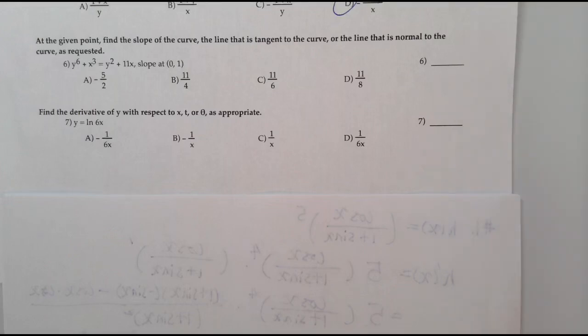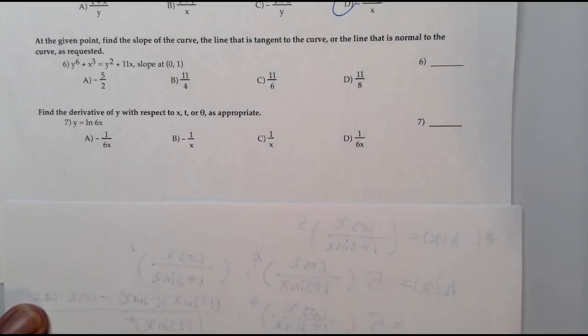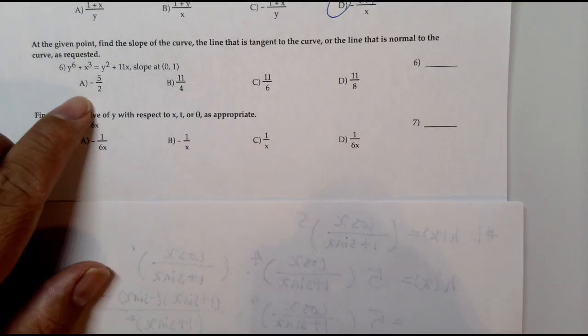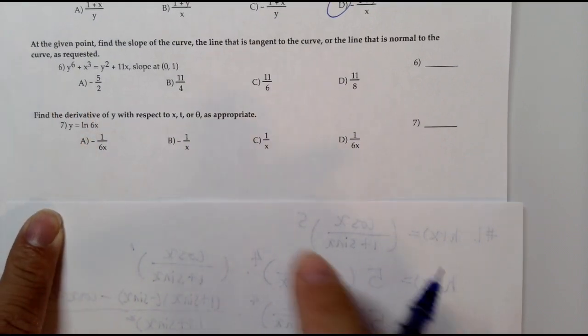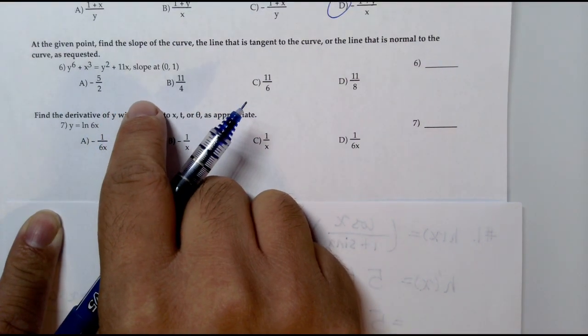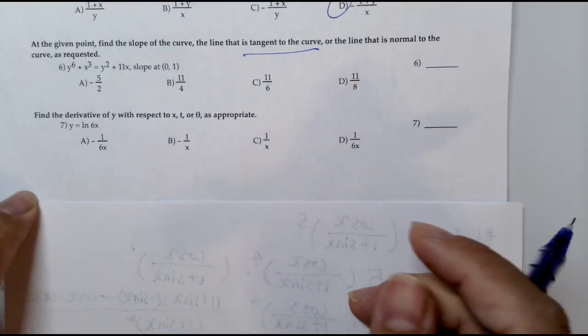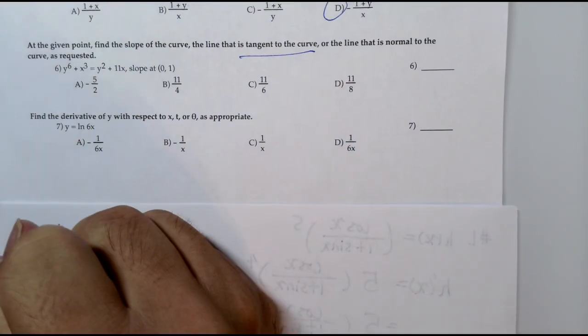Okay, so welcome back. And now let's talk about the next five problems. Number 6. At the given point, find the slope of the curve, the line that is tangent to the curve, or the line that is normal to the curve, as requested. Okay. So in this case, I assume that it just asks us to figure out the tangent. Okay, the tangent. So that's number 6.